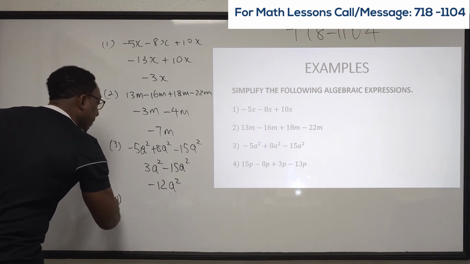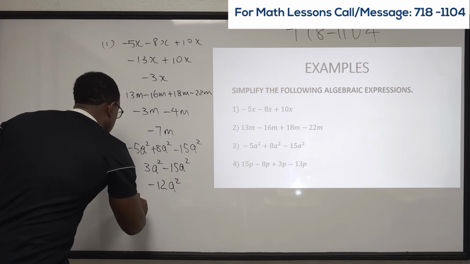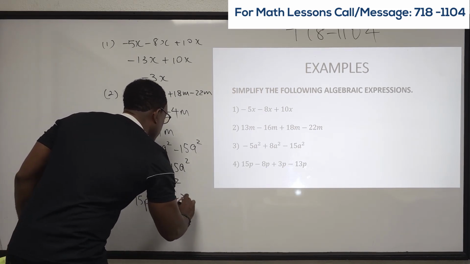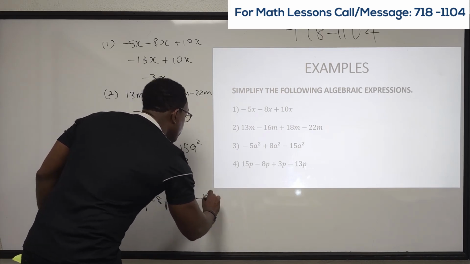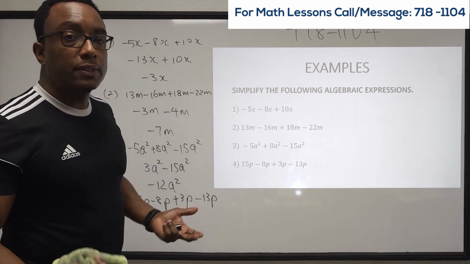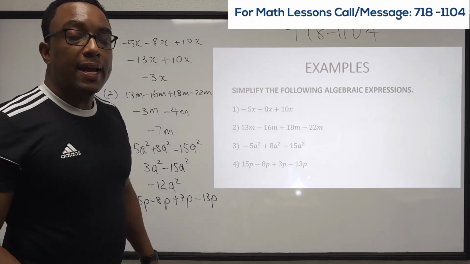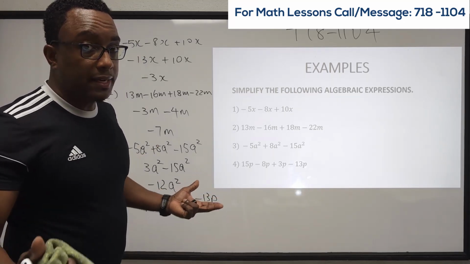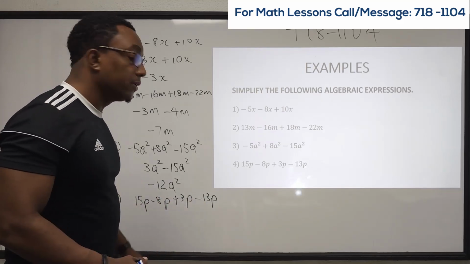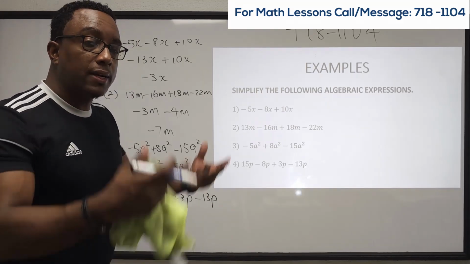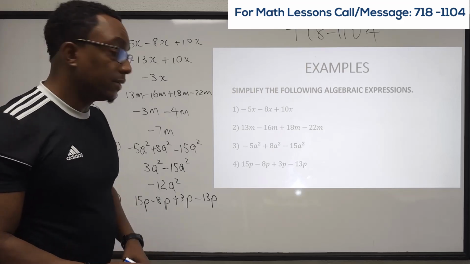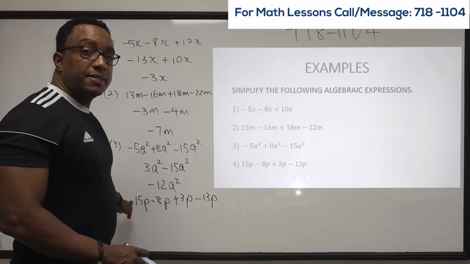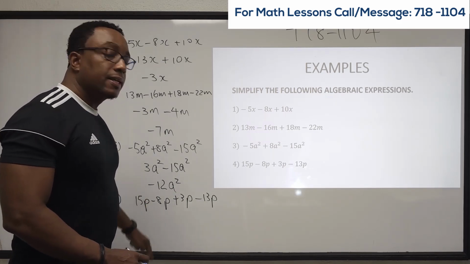We have 15p minus 8p plus 3p minus 13p. Again, we have 4 terms. All 4 are like terms. So let's simplify. When I have 4 terms and all are like terms, I like to pair them up, work out the first 2, we work out the last 2, and then we further simplify to get our result. So 15p minus 8p, positive sign is understood in front of 15, negative sign in front of 8.